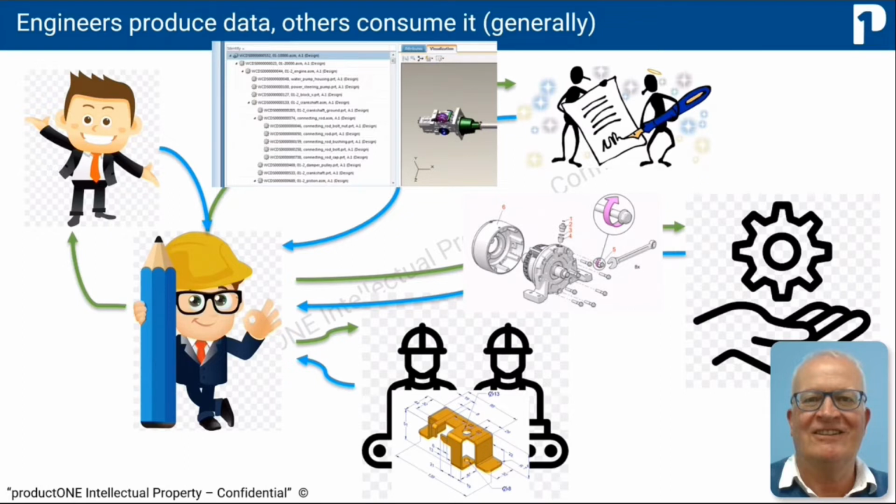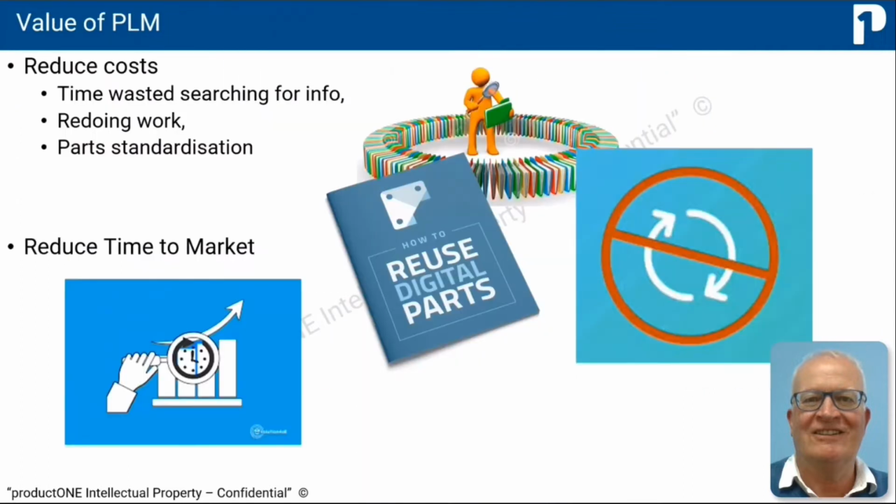So the benefits of that really is that fundamentally you're able to reduce costs. Now, how do you do that? There are lots of different ways. One of them is reducing time that is wasted searching for information. How often do you know that it's somewhere, but you just can't find it? And when you find it, how do you know that this is the correct version? How do you know that this is the latest version?